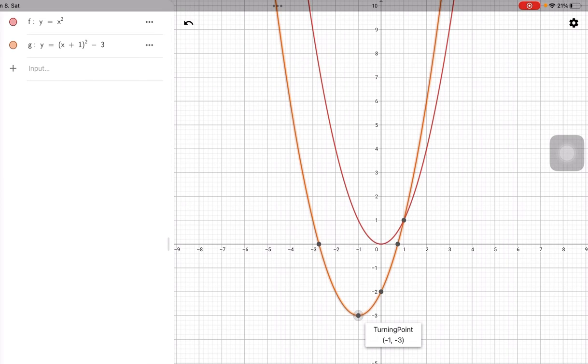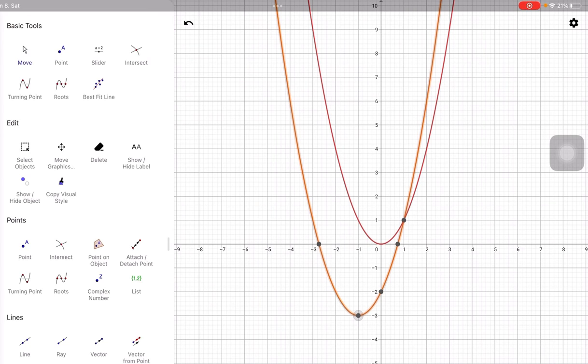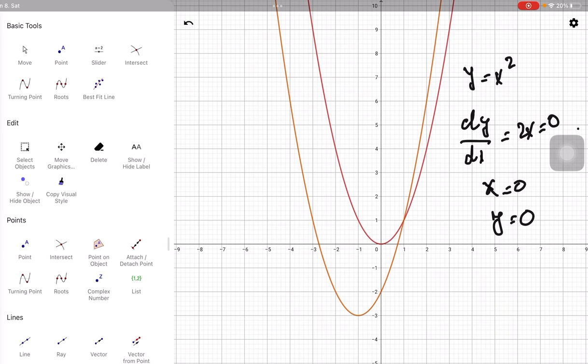How can we find the minimum point for this equation? It is very easy. The minimum is where the derivative of the function equals 0. For example, for the first graph, y equals x power 2, the derivative dy/dx equals 2x equals 0, so x equals 0. If we put x as 0, y is equal to 0. In this case, the minimum will be like this.